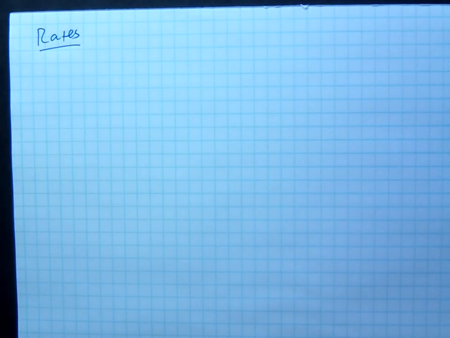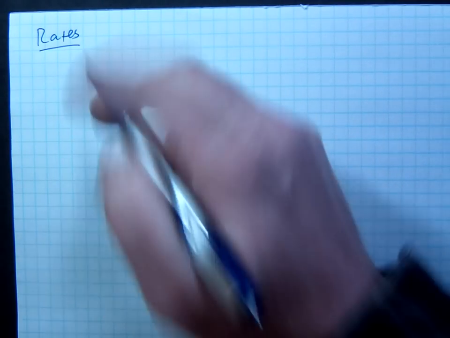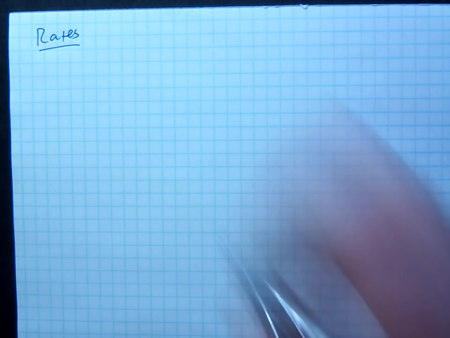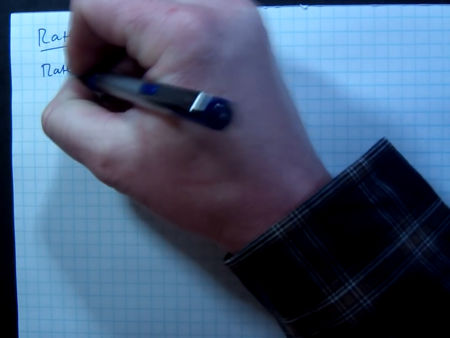Yesterday we learned that a ratio is a comparison between two different quantities. Today we're going to learn about rates and unit rates. A rate is a ratio of two quantities that are measured in different units. So we're going to go ahead and write down the definition.